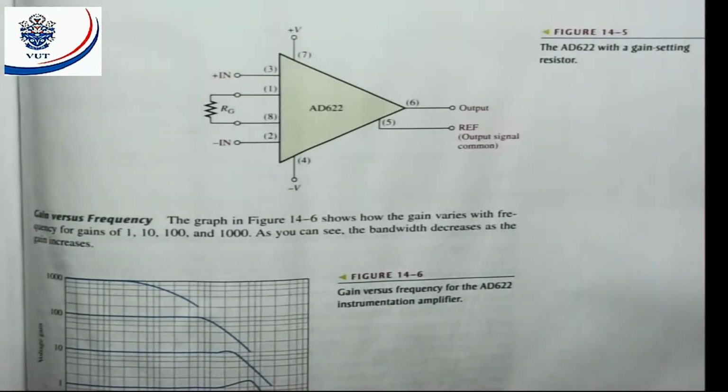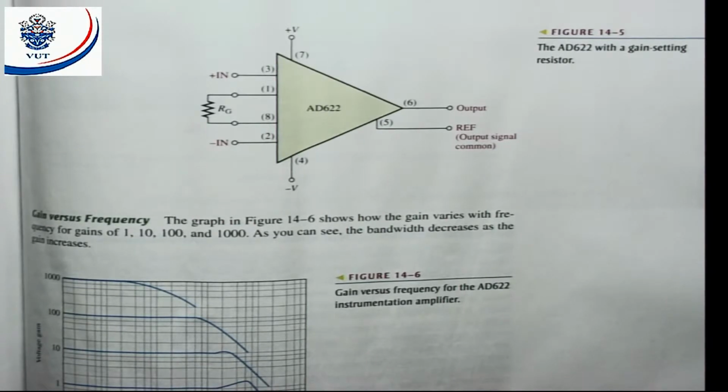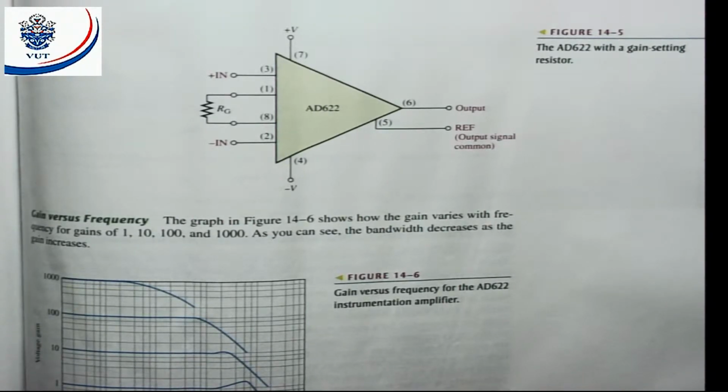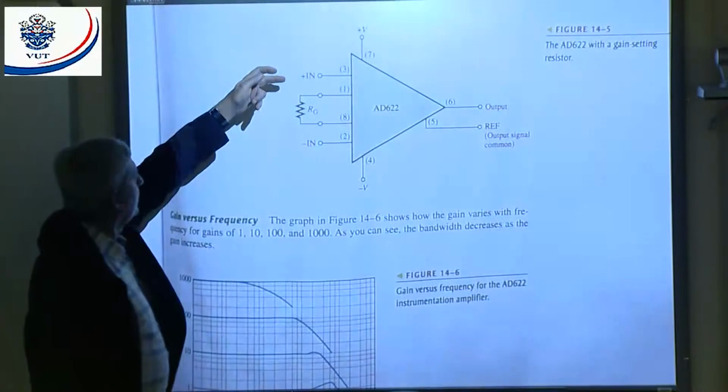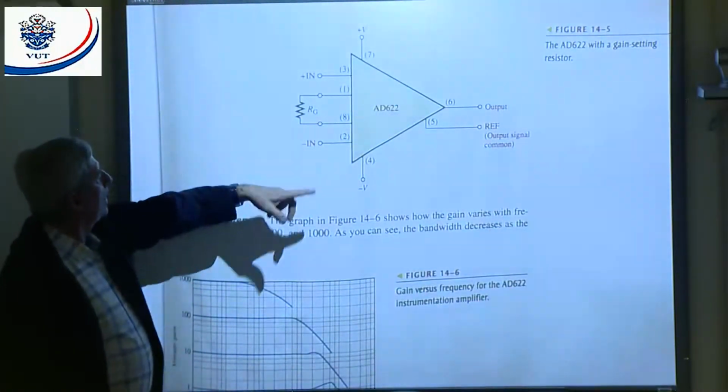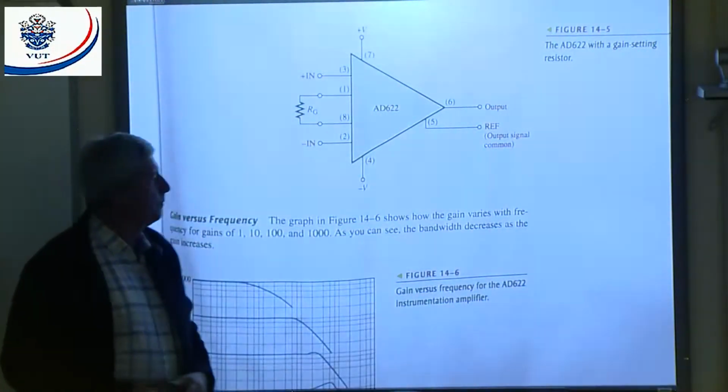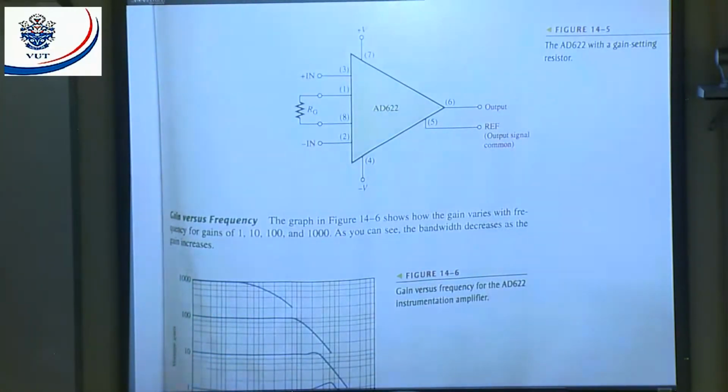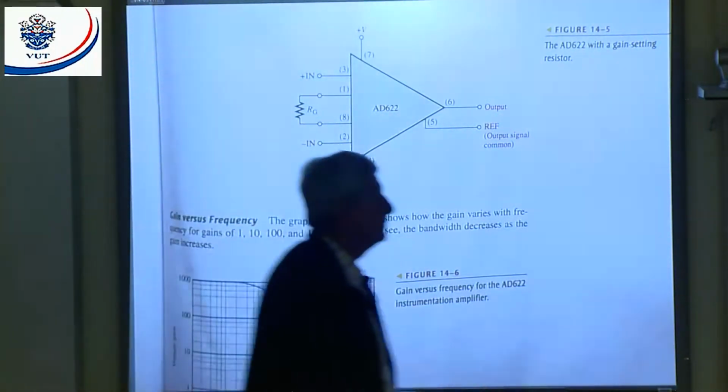They also just show us the pin connections. They show us where we connect RG, my 2 inputs, and my supply, my output, and my reference. Then they give us gain versus frequency, basically the frequency response of this device.